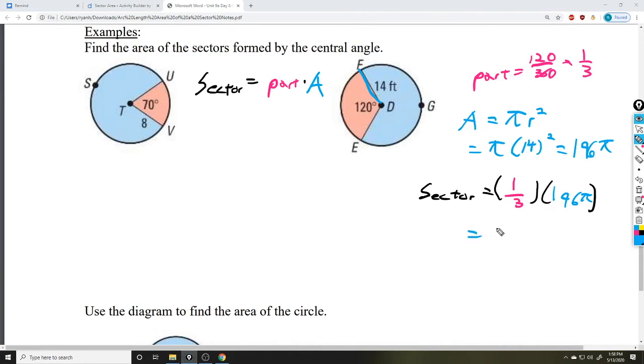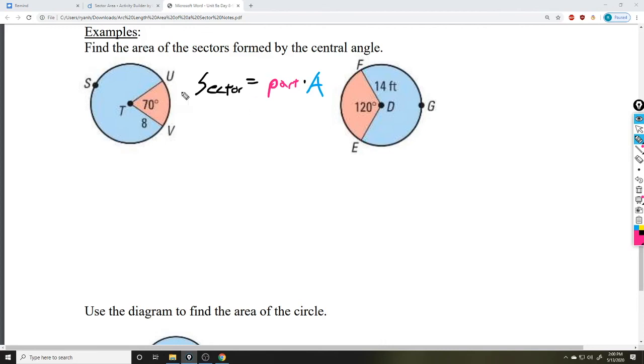This one, your final answer is 196 pi over 3. And then you have feet squared now. Feet squared because it's an area. Area of a sector is still an area, and so it should be in feet squared.